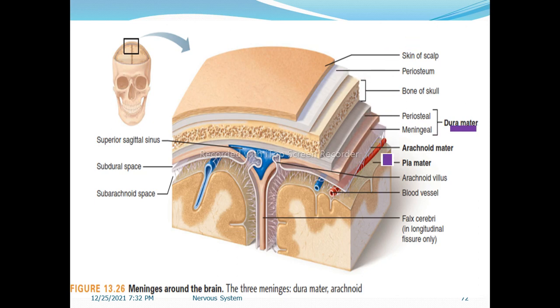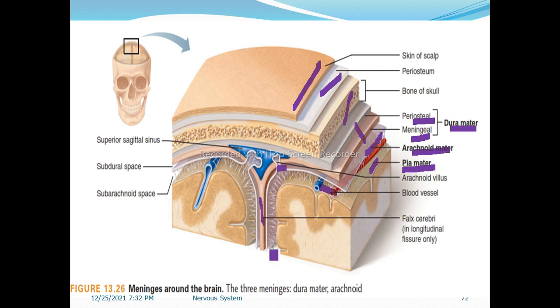By the way, from outer to inner, this is the scalp, the skin of the scalp. The next is the periosteum, the outer covering of the skull bone. The second is the skull bone. This is the dura mater. Dura mater is divided into two: periosteal layer and meningeal layer. Then the second mater is the arachnoid mater. The third is known as pia mater. This one is known as arachnoid villus. These are blood vessels, veins and arteries, and this one is known as the falx cerebri.